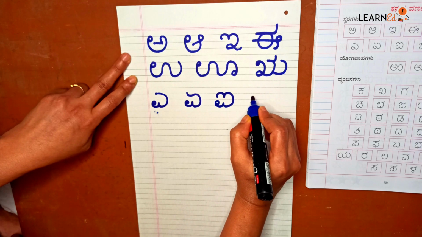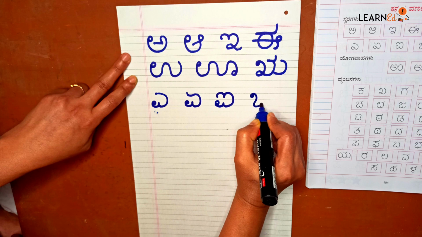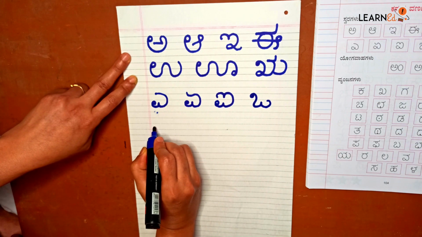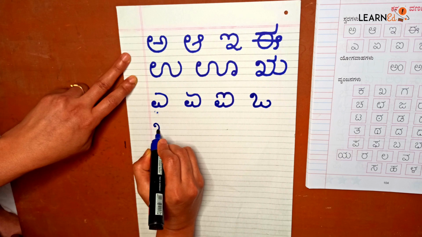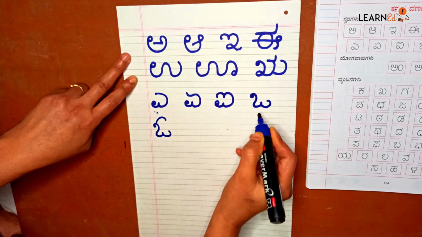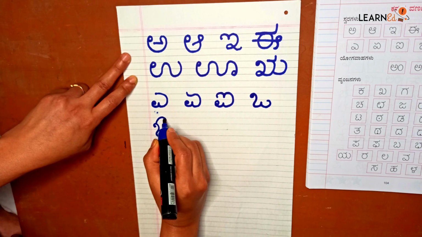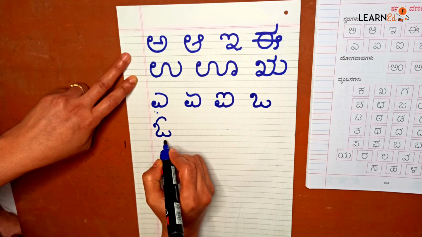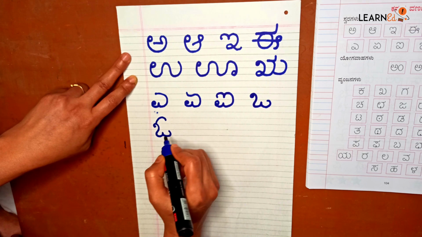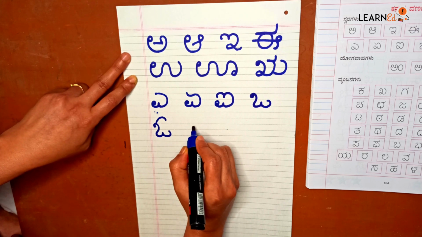I. O. Just like O, but you have this one curve extra. O letter also we do not have in Hindi. So A and O are two extra letters.